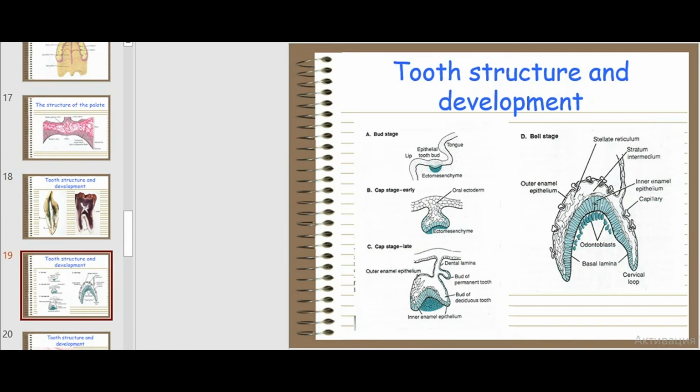Bud stage. In some places of the oral cavity, aggregation of ectodermal cells happens, with formation of a group of cells, the tooth bud. The tooth bud is the group of cells at the end of the dental lamina. Cup stage. Mesenchymal cells aggregate near the pole of the tooth bud. These cells are called the dental papilla.